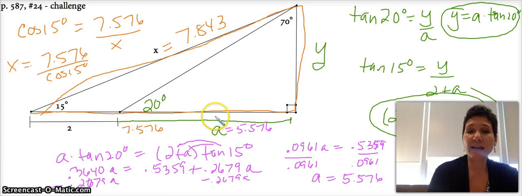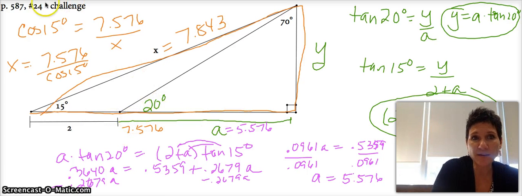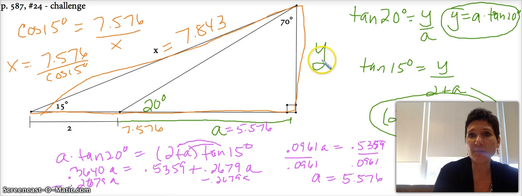So you guys had to basically create a relationship. That's why this is called a challenge. Your job was to create a relationship between your two right triangles. And in doing so, your job was to recognize that this is the side that they had in common. And because that's the side they had in common, you had to write two equations that made that connection.